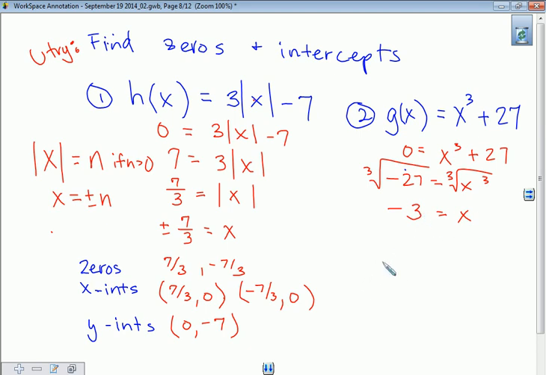Okay, so this function has a 0 of negative 3. The x-intercept, therefore, would be (-3, 0). The y-intercept, if I plugged in 0 for x, is 27.